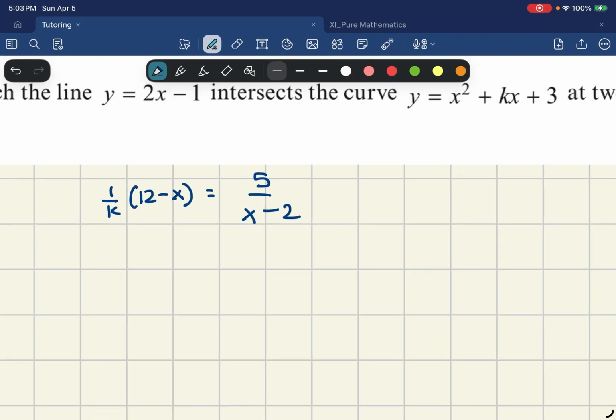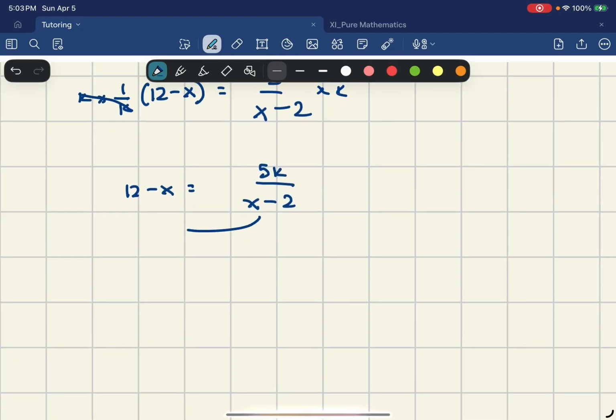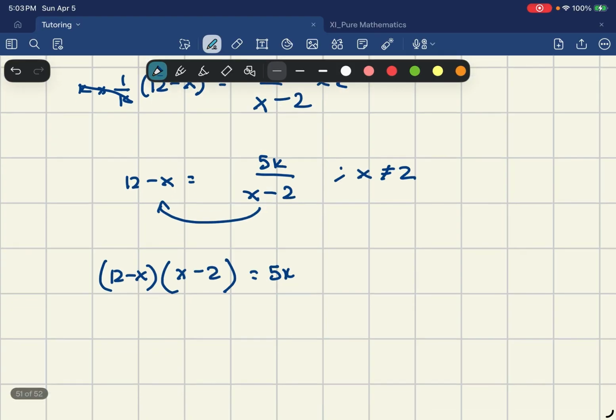So now if I multiply by k on both sides, I multiply by k, I multiply by k, this cancels out. So I have 12 minus x is equal to 5k divided by x minus 2. And if I multiply by x minus 2 on both sides, I get 5k. And this is assuming x does not equal 2. If x is equal to 2, then our denominator is 0, and we cannot have a 0 denominator.